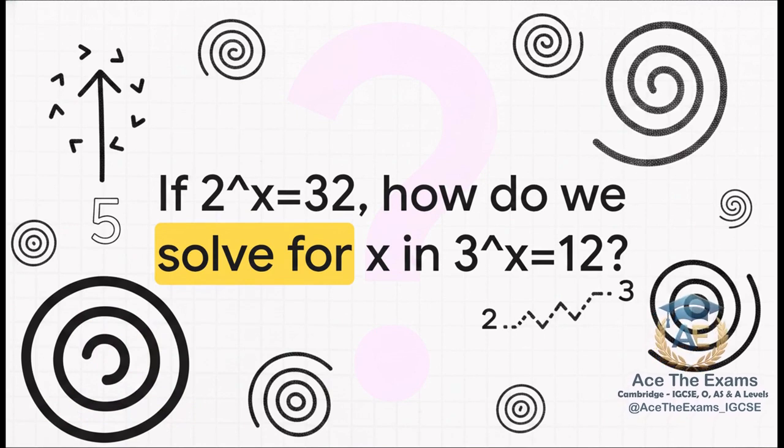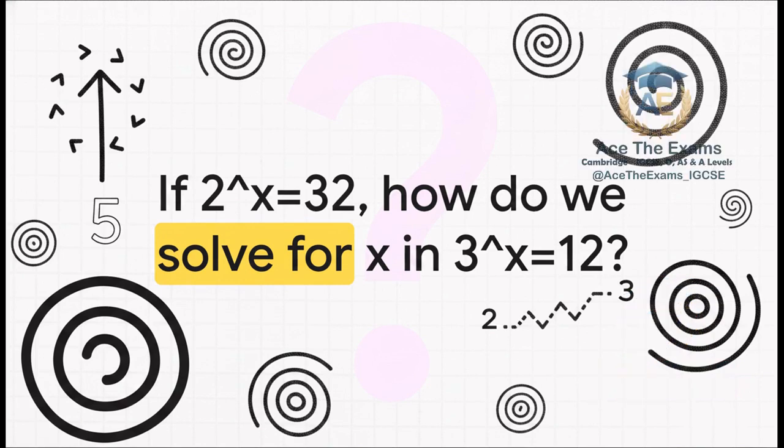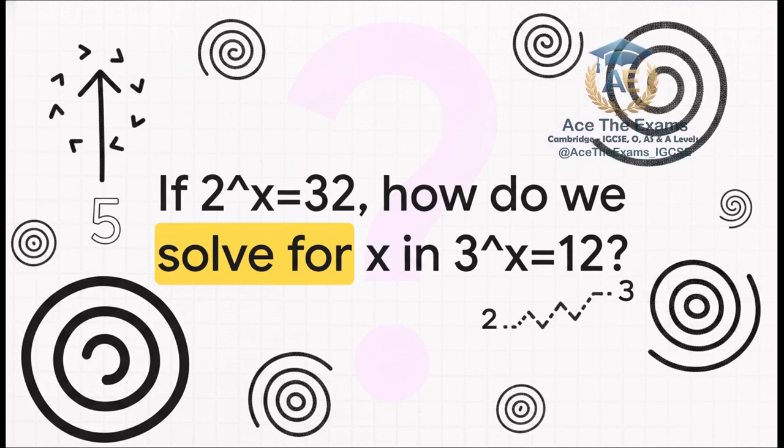Okay, so we know how to reverse a simple x plus 2, but we hit a massive wall when our unknown variable isn't just sitting nicely on the ground floor of our equation. What if it's trapped way up in the exponent? Look at this problem. If 2 to the power of x equals 32, well, we can easily guess that x is 5, right? Because 2 times itself 5 times gets us 32.